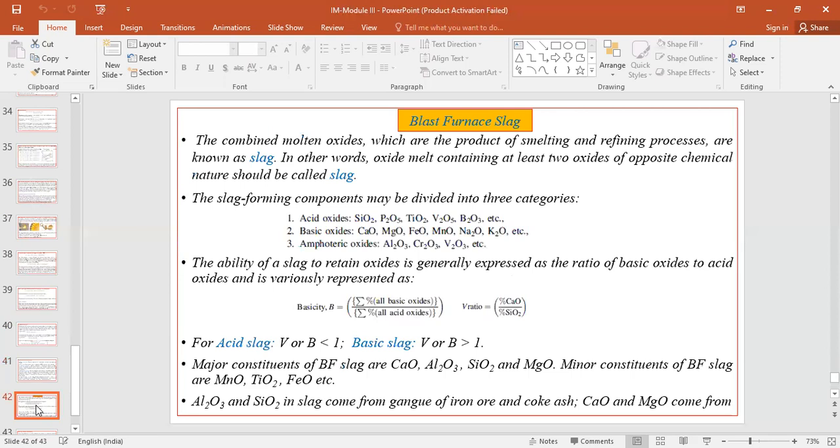Now, blast furnace slag. Slag is basically a combination of flux and the gangue. So the combined molten oxides, which are the product of a smelting and refining process, are basically known as slag. And a slag should at least consist of one basic oxide and one acidic oxide. Then only we can say it is a slag.